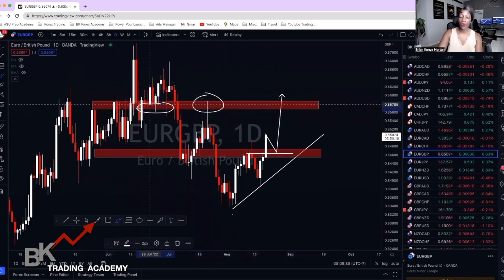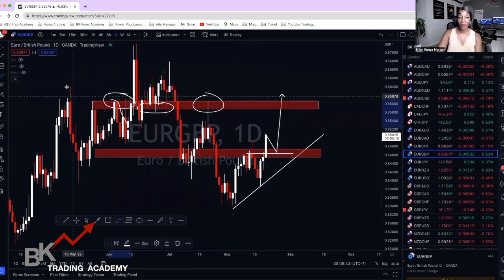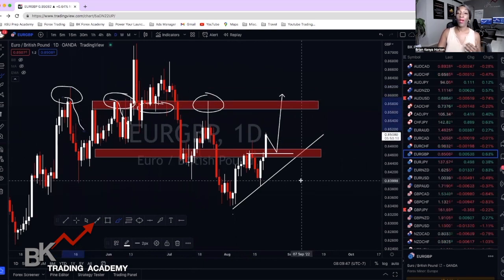You can see that this was support. Look how much the market moved. This was resistance, and look how much the market moved. And this was also resistance, and look how much the market moved. So in that case, I want to be adding on to my position when the market is in my favor.